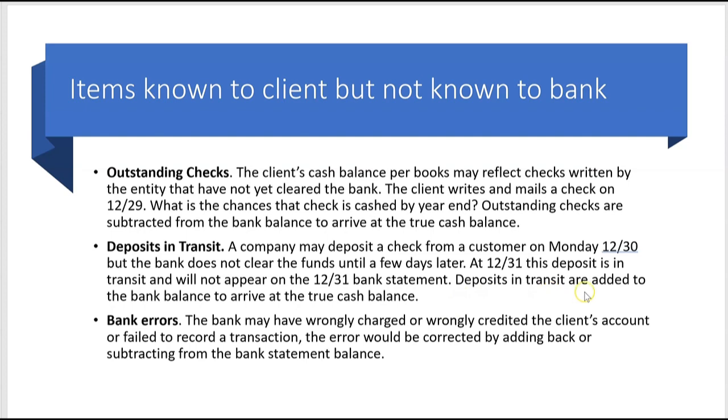And that's why deposits in transit have to be added to the bank balance to arrive at the true cash balance. So far we said outstanding checks have to be subtracted from the bank balance. Deposits in transit, they're added to the bank balance. And then what about bank errors? If they tell you in the question on the exam that the bank made an error, then you're going to have to correct the error. The bank may have wrongly charged or wrongly credited the client's account, or maybe failed to record a transaction at all. That error would be corrected by either adding back or subtracting from the bank statement balance.